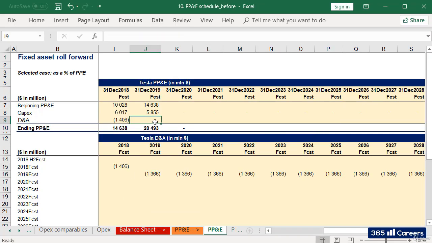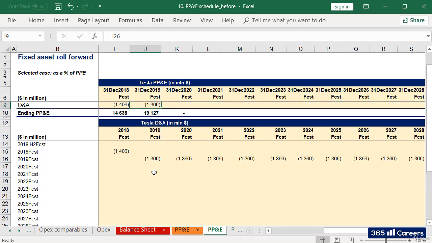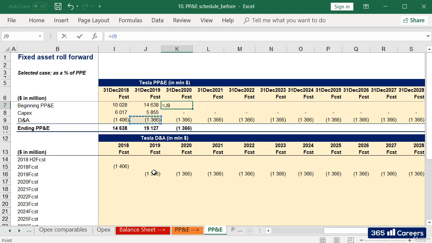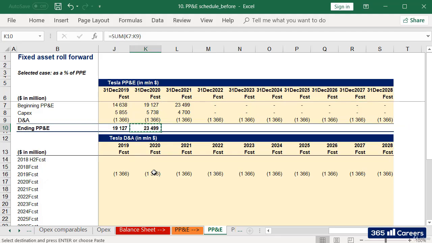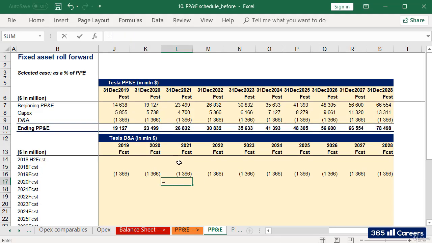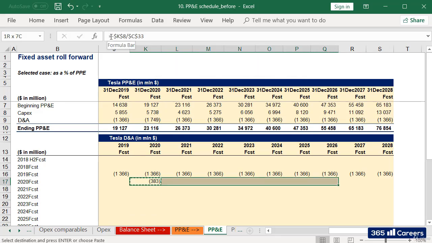Now I'll link the D&A schedule we are building and the fixed asset roll forward table above. As soon as we obtain D&A for a given period, we'll have PP&E's ending value for that period, which would allow us to obtain CapEx and D&A. In the next period, we'll simply divide CapEx for 2020 by 15, and again we'll paste to the right. All references must be fixed.